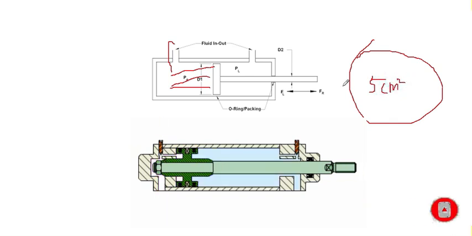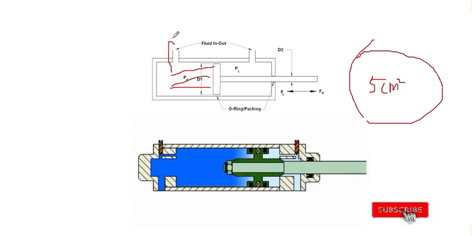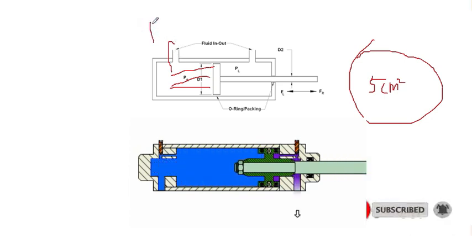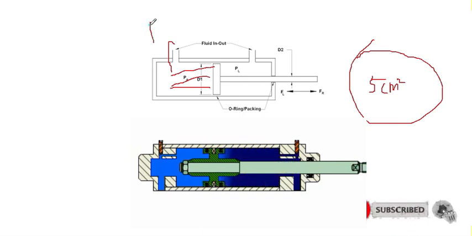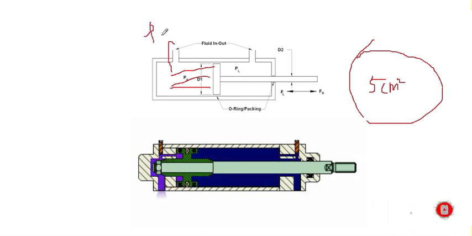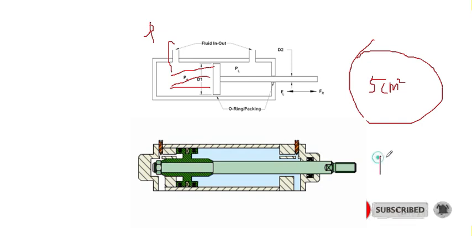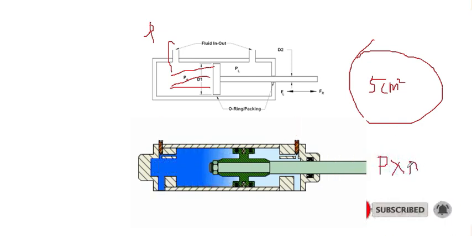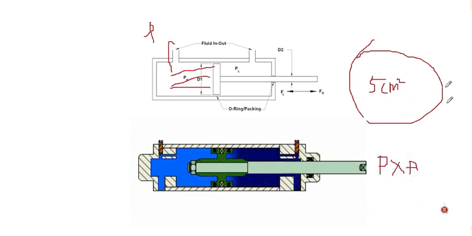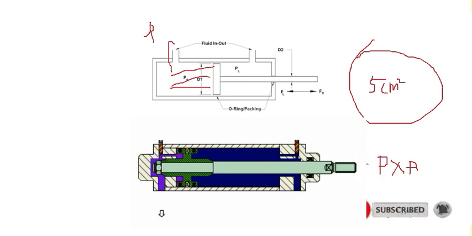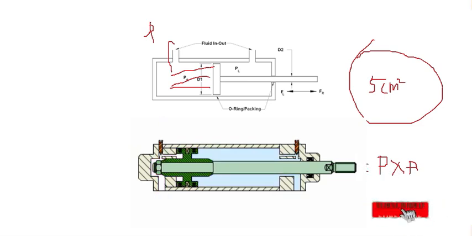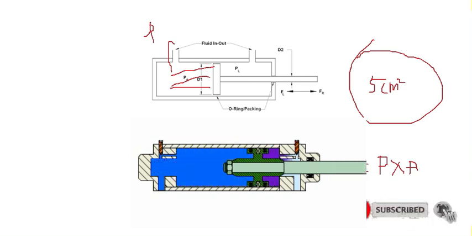5 centimeter square, it's the bore area. The pressure coming inside this inlet is called working pressure. Working pressure is called P. P we have to multiply into this area. Always this pressure will get multiplied equally over this area. So it is P into A. Then you will get the force. Always this is a standard calculation: F equal to P into A.